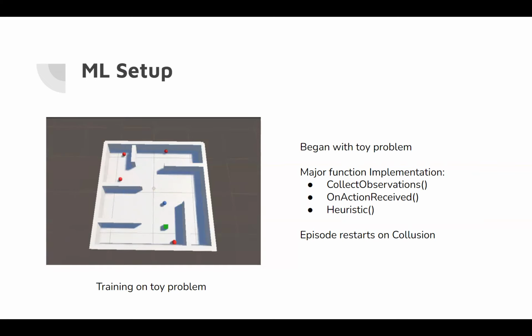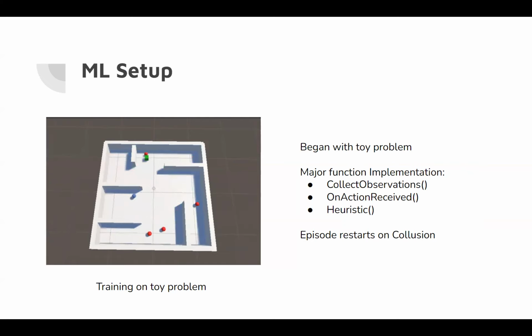When creating a machine learning agent, the most important functions that need to be implemented are for collecting observations and taking actions. In collect observations, we feed the agent information about its position and velocity, the goal's position and relative position, other agents' positions and velocity, as well as a laser scan to provide general awareness of the robot's surroundings.